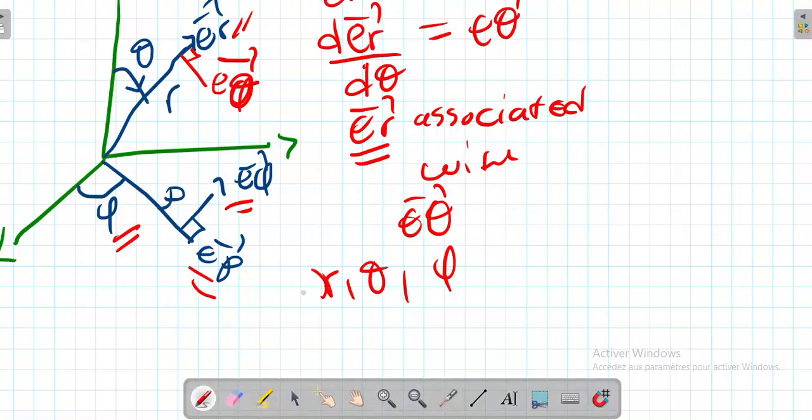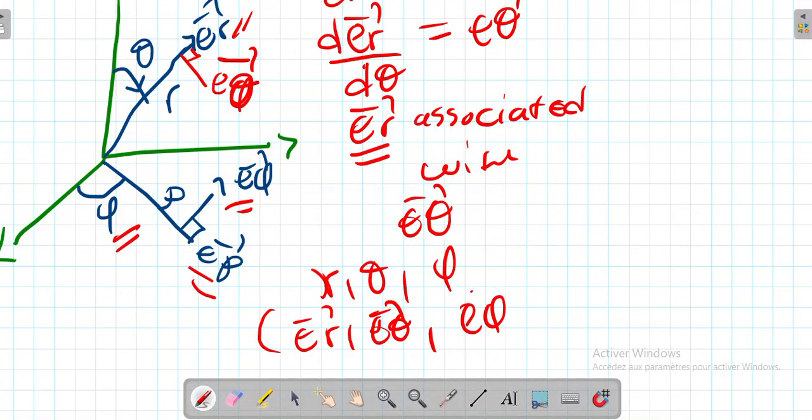So what is the unit vector in the direction of r? It's e r. Okay. What's the unit vector in the direction of theta? It's e theta. Then what's the unit vector in the direction of phi? It's e phi. Okay. So here we need to know how to find e r. Then from e r, we're going to find e theta. Then e phi, we've already found it from e rho, okay.